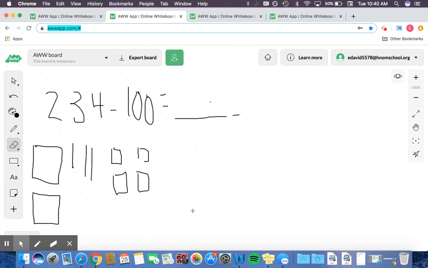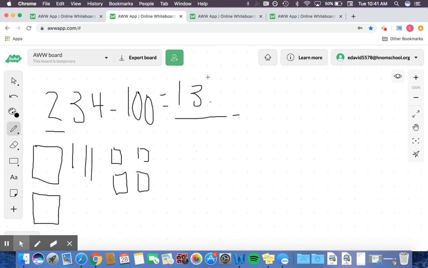Now, if I have 234 minus 100, I look at the number in my hundreds place, which is 2. When I subtract a 100, the number in the hundreds place goes down by 1. So 2 minus 1 is 1, which makes 234 minus 100, 134. The only number that changed was the digit in the hundreds place. It went down by 1. We got rid of one of these 100 flats.